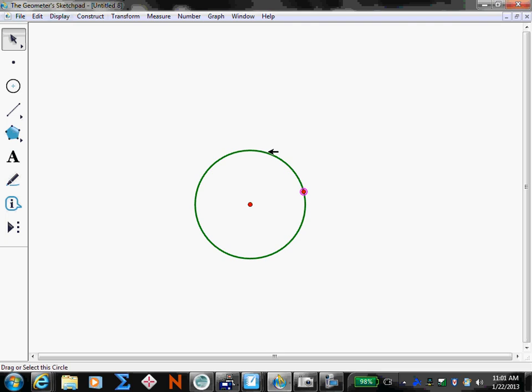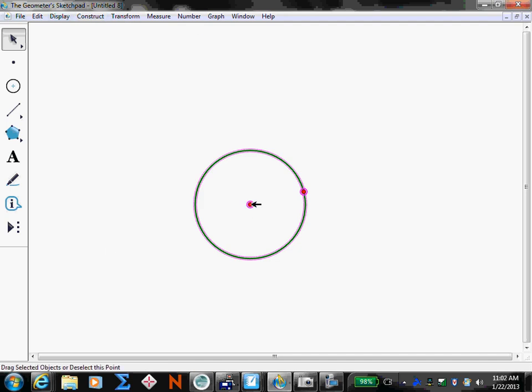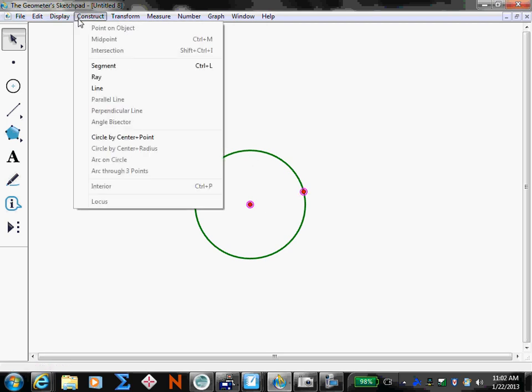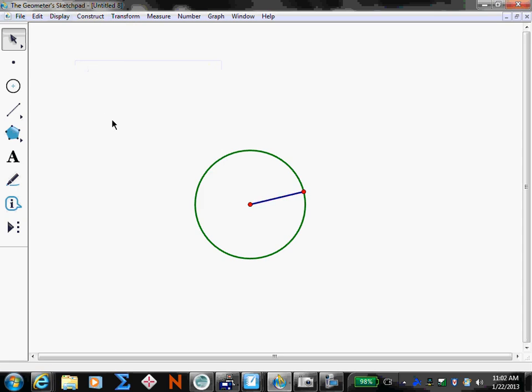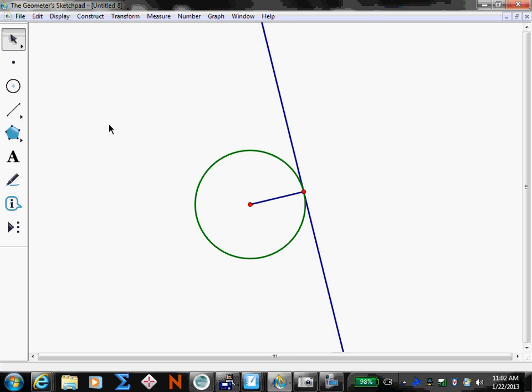So we're going to highlight that point, and then we're going to highlight the circle. And you notice it doesn't say construct a line, doesn't even let me do the line. So what we need to do is highlight the center point, not the circle, and we need to construct a segment. And now we need to just highlight this point and the segment and construct a perpendicular line. And that makes the tangent.